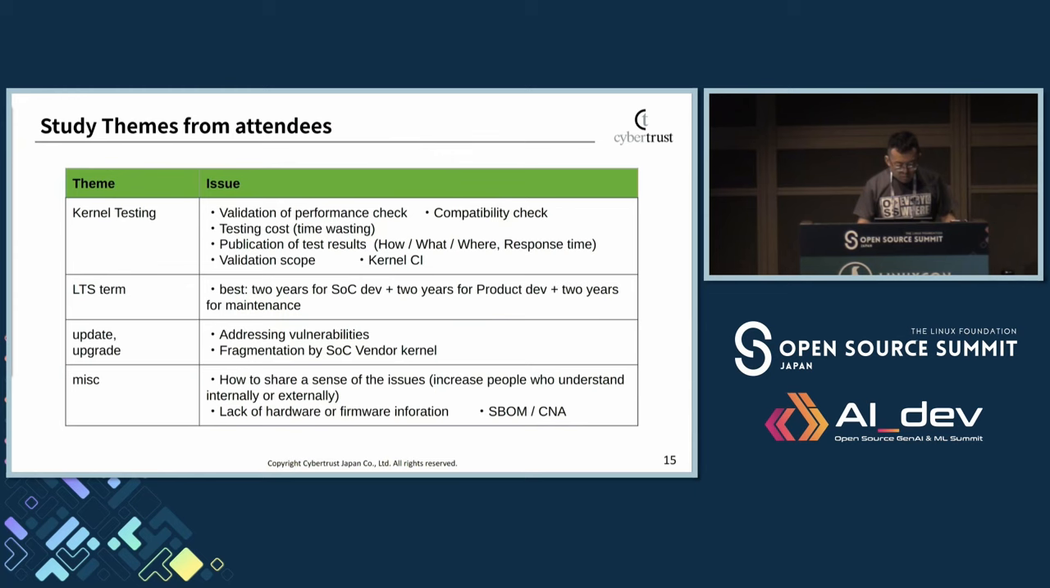The next theme is LTS terms. 2 years. Some people said 2 years. He said 2 years for SOC development. This is the time spent creating the Linux kernel on new SOC chips. Another 2 years for adapting the product, which means product development time. After the SOC is ready, the next 2 years are for developing their actual product.